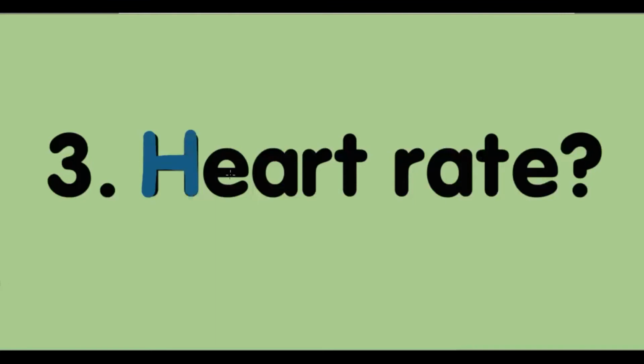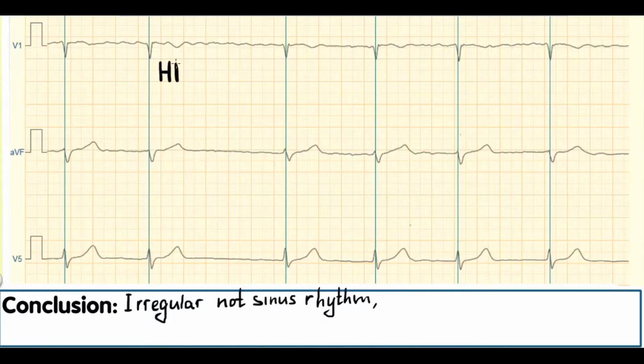The next step is heart rate calculation. For this we need 60 divided by the RR interval in seconds, but in case of irregular rhythm, heart rate should be calculated for the minimal RR interval and for the maximal RR interval. Heart rate should be represented as a range from minimal to maximal.